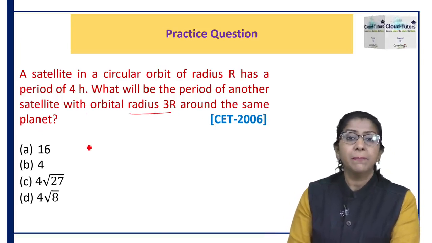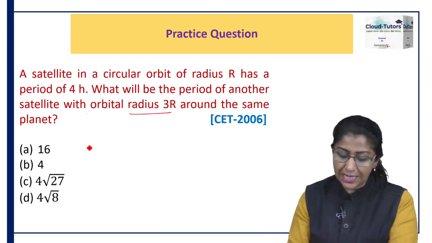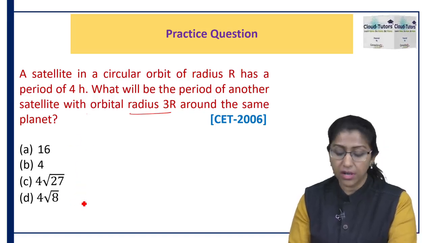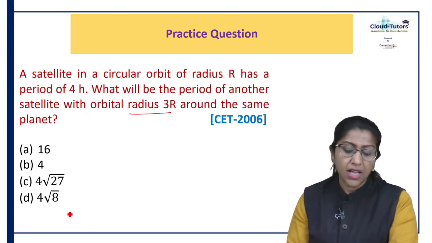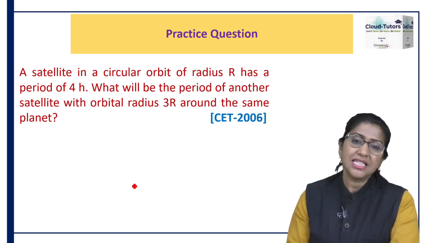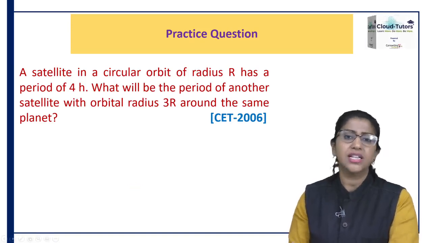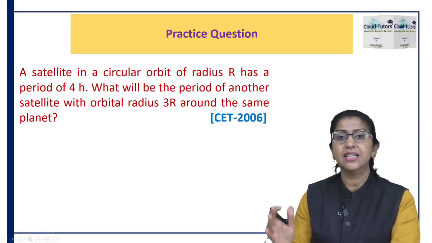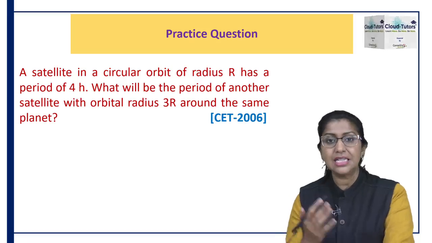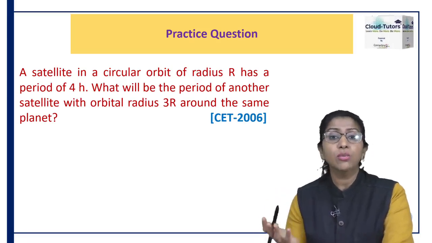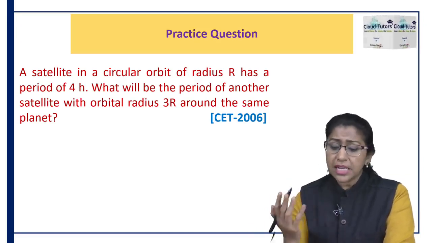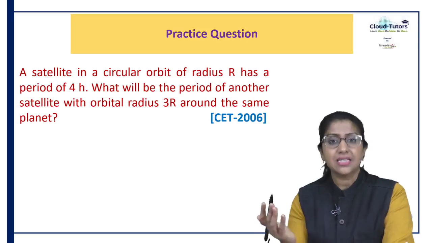We are supposed to calculate the period for the second satellite around the same planet, and the options given here are 16, 4 root 27 and 4 root 8. So this again is based on Kepler's laws of planetary motion, but this time it is the third law, correct? So what does the third law say? It states that the square of the period of a given planet is directly proportional to the cube of the distance between the planet and the sun. So in this case, it is the planet and the satellite.